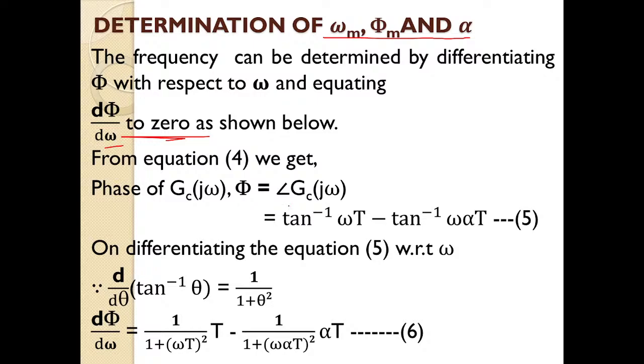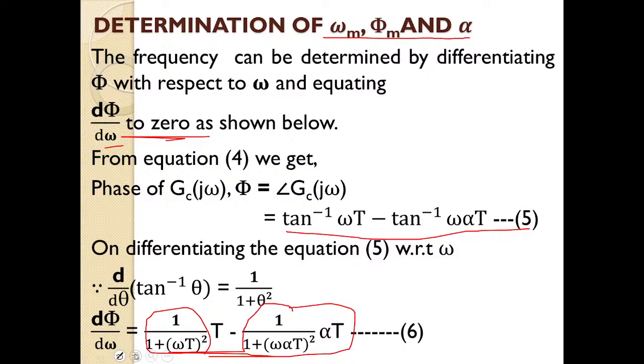So what is our phi? Phi is tan inverse of omega t minus tan inverse of omega alpha t. Take it, differentiate it with respect to omega. If we differentiate it with respect to omega, what you will get is d phi by d omega equal to 1 by (1 plus omega t whole square) into t minus 1 by (1 plus omega alpha t whole square) into alpha t.